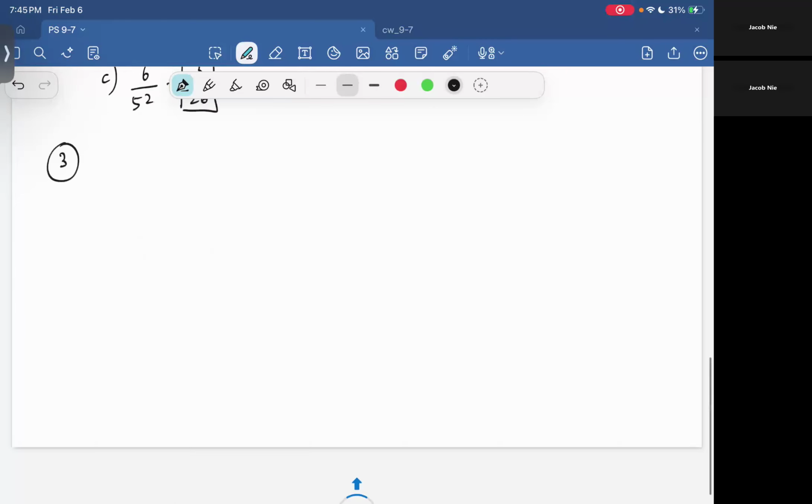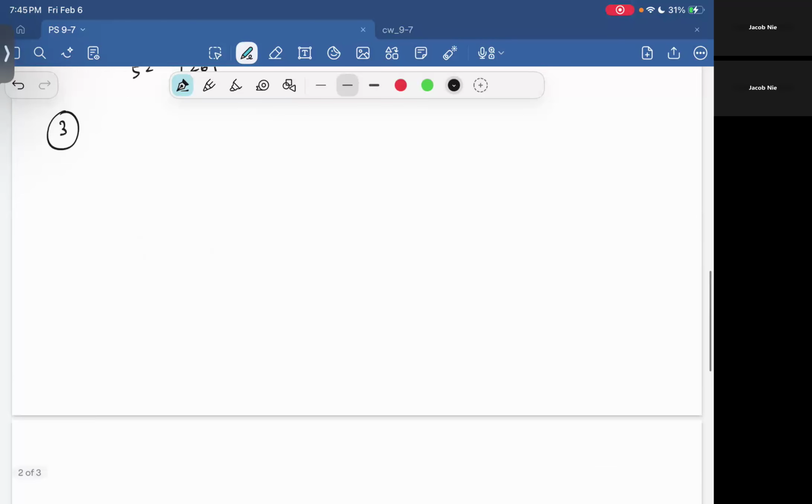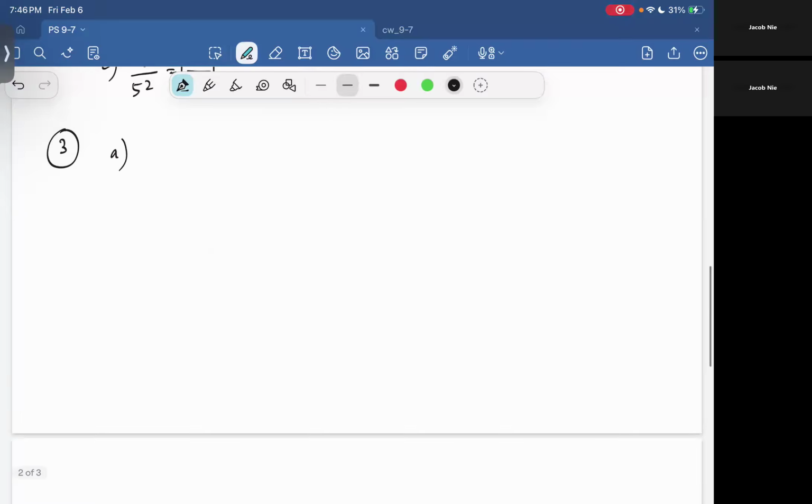Question 3, we're going to leave our answers unsimplified. If I draw 2 cards at random, what is the probability of getting 2 aces? So I'll show you guys both methods. First is the probability multiplication. Second is the more typical desired outcomes method.